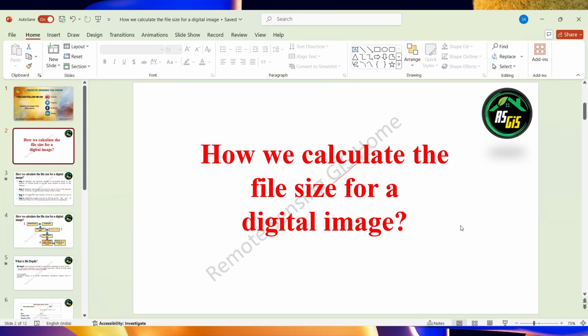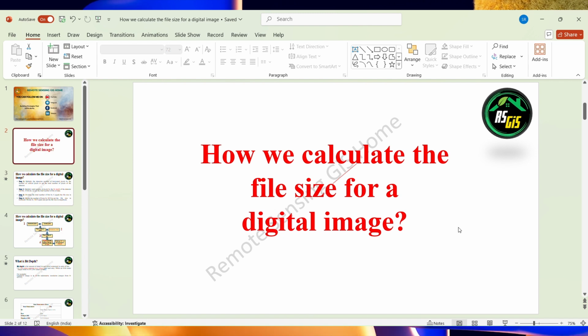Hello everyone. In this video I'm going to discuss how we can calculate the file size of a digital image. This lecture is for those preparing for the GATE exam.